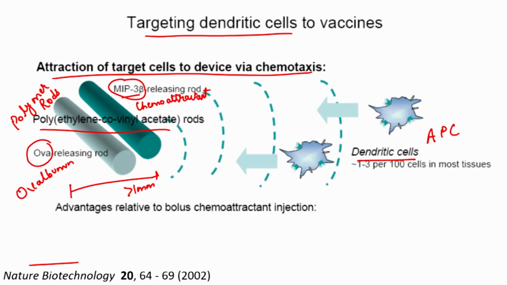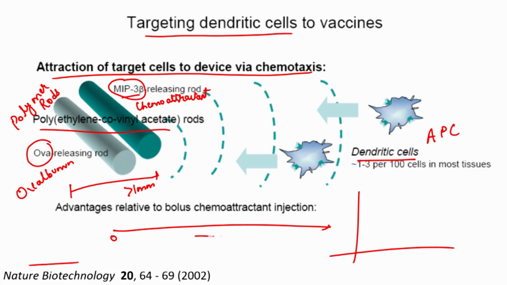So what will happen is they will create a depot wherever they were injected or implanted, and because this MIP3 alpha is being released, the concentration of MIP3 alpha, if I say that this is my axis through which I am measuring, so if this is 0 and this is increasing x, what you will find is the concentration is highest near the rods, as the rods are the ones that are producing it, and then MIP3 alpha is diffusing out into the system. So as you move further away from it, you will see that the concentration of MIP3 alpha is decreasing away from the site.